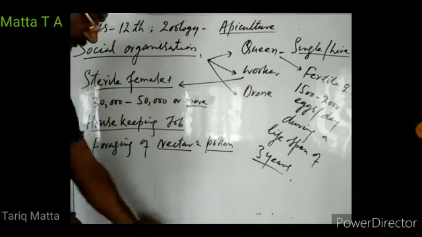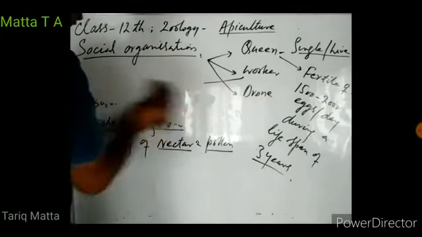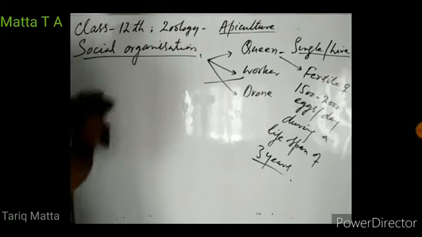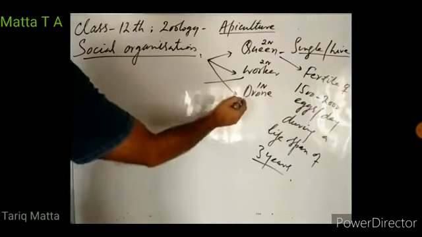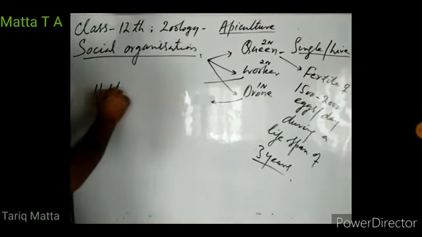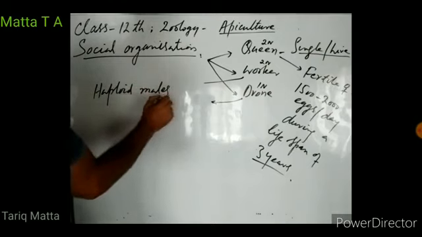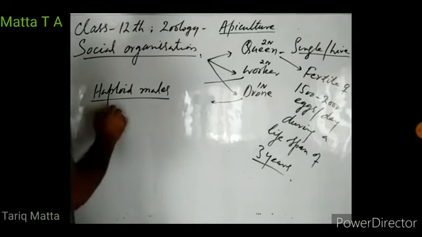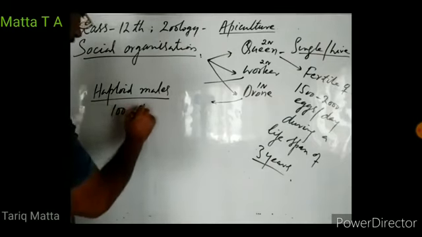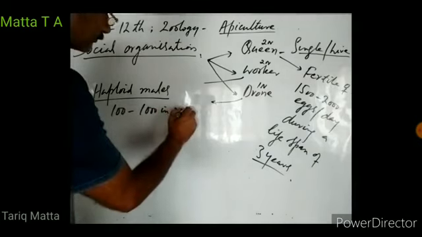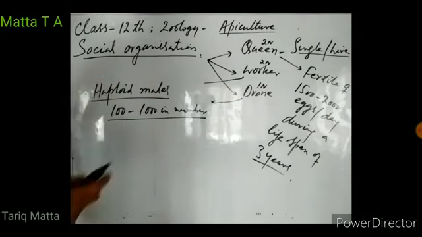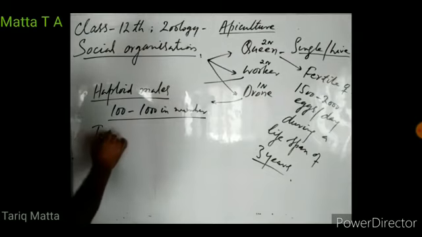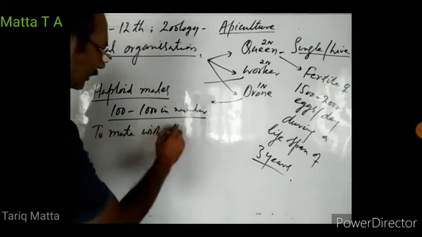Then we have drones. These drones are haploid males. Queen and worker are both diploid, while drone is haploid. Their number can be anywhere between a few hundreds to 1,000, right? The only job of these drones is to mate with the queen.